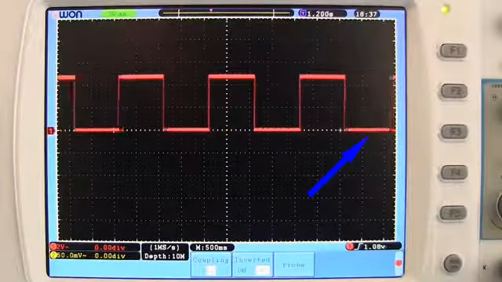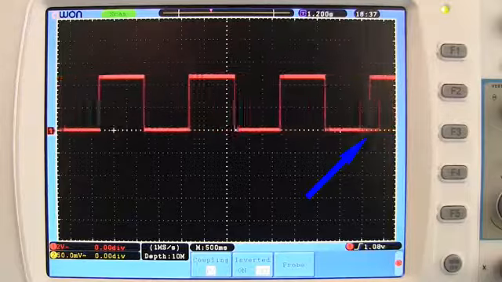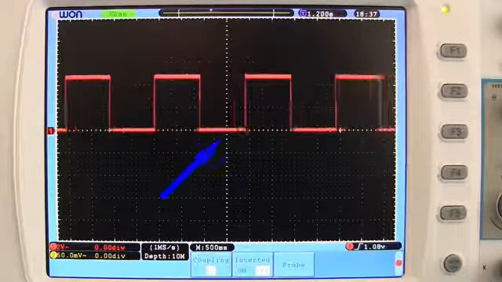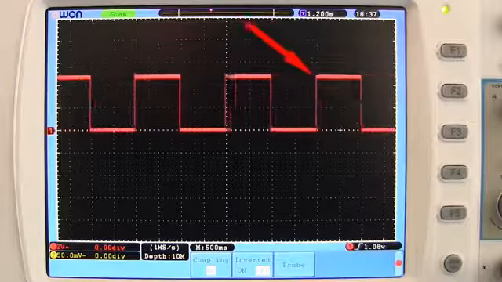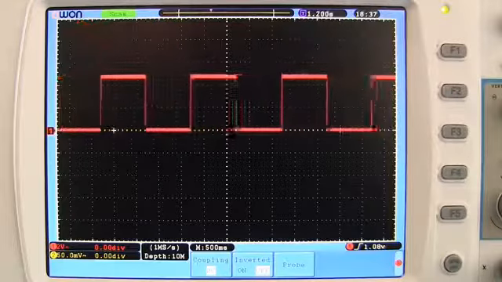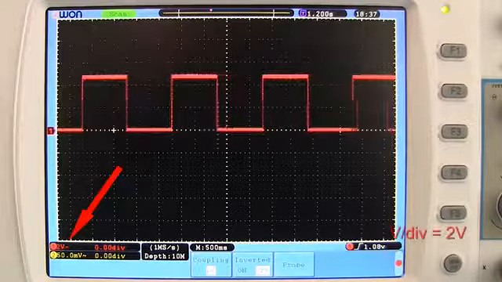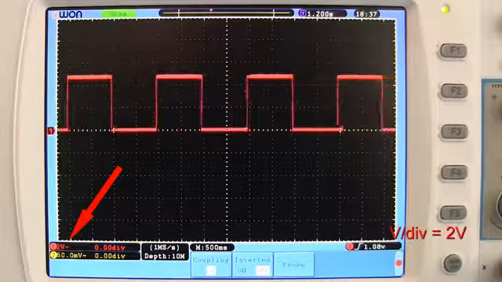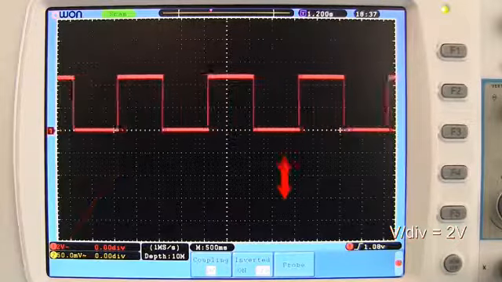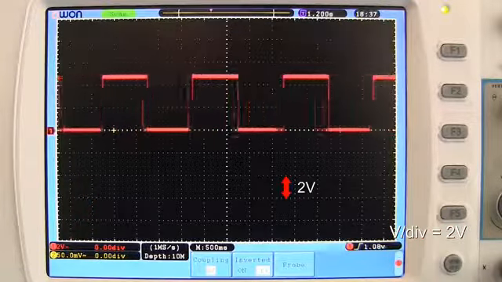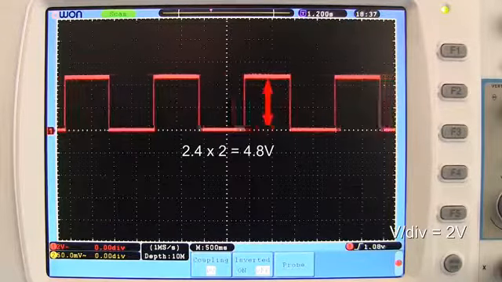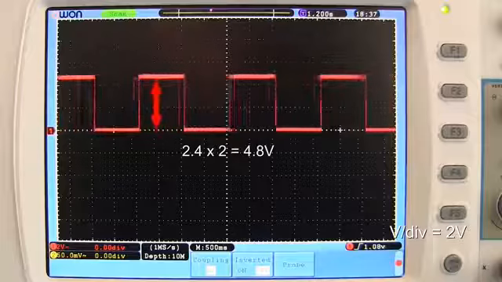The middle line in this case, and during all the other examples that I will show you, represents 0 volt. And here we can see the plus 5 volt when the LED is on. In the bottom left corner, the voltage per division is shown. In this case, it is set to 2 volts. This means that every vertical block represents 2 volts. And as you can see, there is some voltage drop in the USB cable that I use.